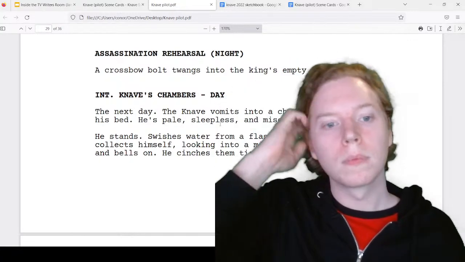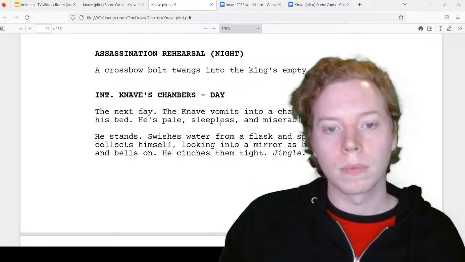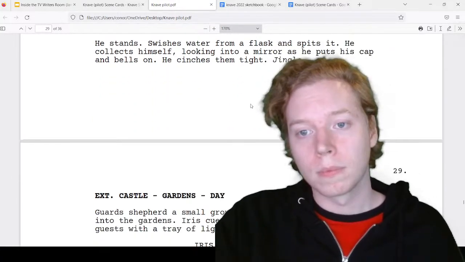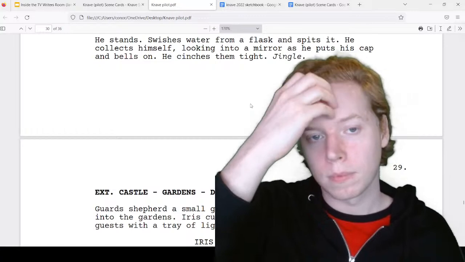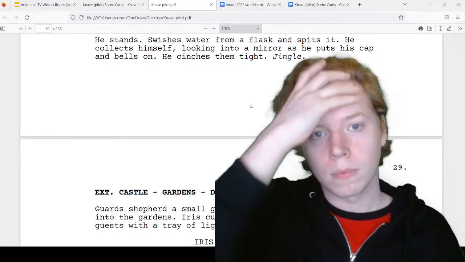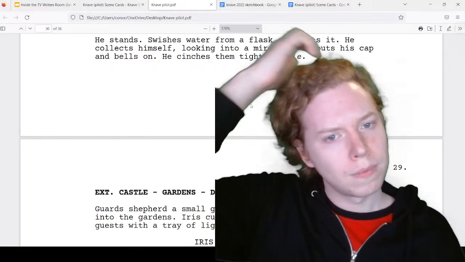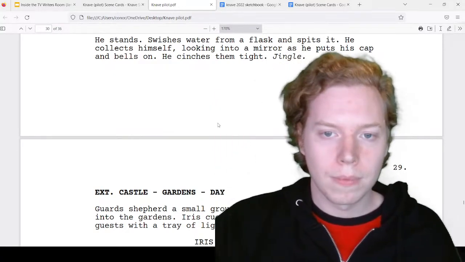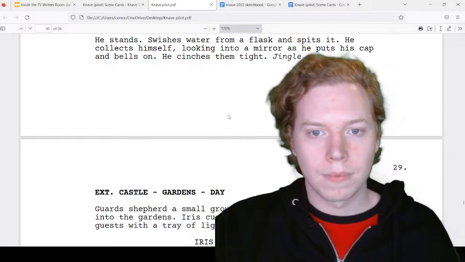Interior knave's chambers, day. The next day, the knave vomits into a chamber pot sitting on his bed. He's pale, sleepless, and miserable with anxiety. He stands, swishes matter from a flask, and spits it. He collects himself, looking into a mirror as he puts his cap and bells on. He cinches them tight. Jingle.